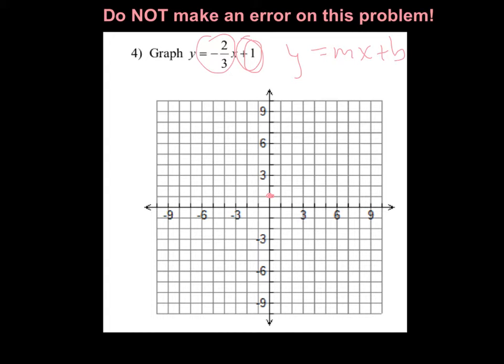Now, my slope is -2/3, so that means I'm going to go down 2 and to the right 3. So I go down 2, 1, 2, and then right 3, it's 1, 2, 3, and there's my 3. And I'm going to make a point right there. And I'm going to connect my points, put arrows on both sides to denote that this is a line. It continues in both directions forever. That's it. Awesome. Easy points.